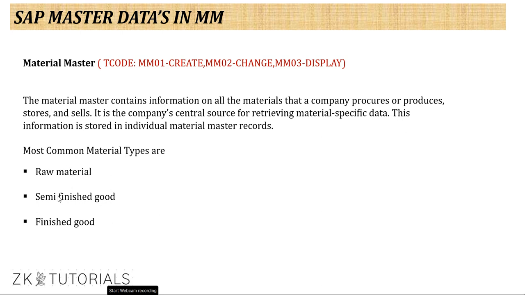Why? Because we cannot purchase the semi-finished product. We will not purchase the semi-finished product, because yes, we will, but that is for one special case. I'll explain that later. We will see that in subcontracting. We have a process called subcontracting, so there we will be using the semi-finished goods.